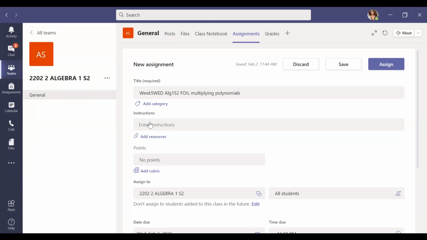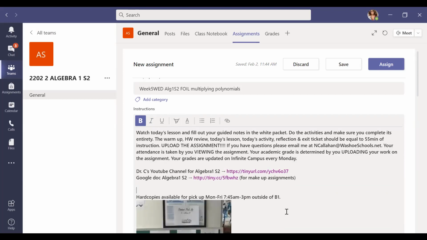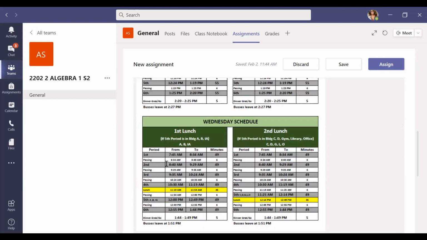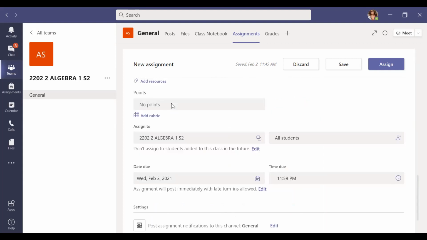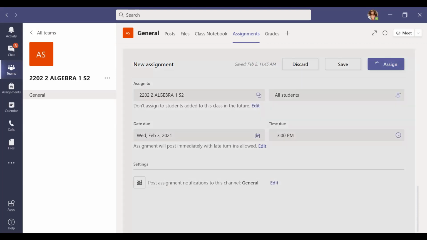Your instruction today is very simple. You just need to make sure you view the assignment, upload your assignment, and watch the video. As always, make sure you're checking in with me. Today is Wednesday, so your schedule is from 8:40 till 9:29. You do get 10 points for that. And as always, it's due by 3 p.m. So I'm just going to assign it.